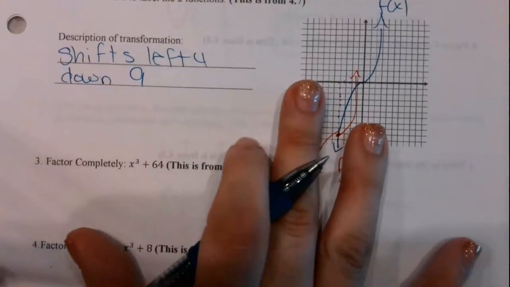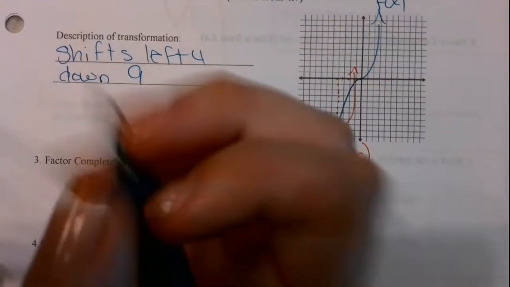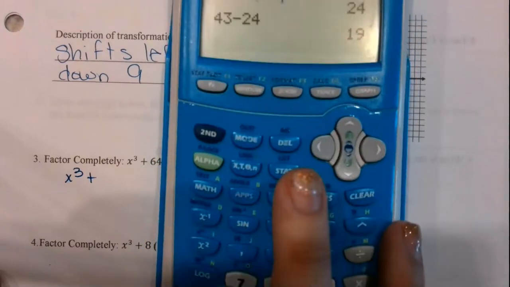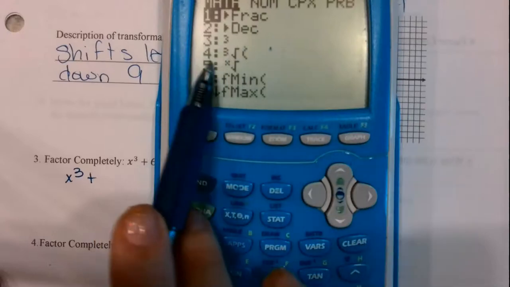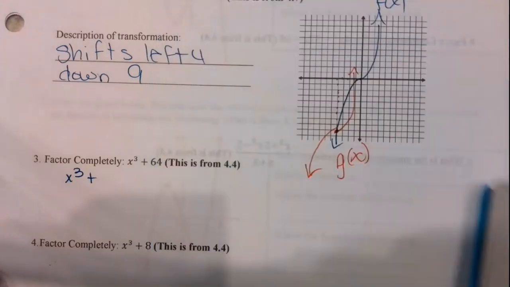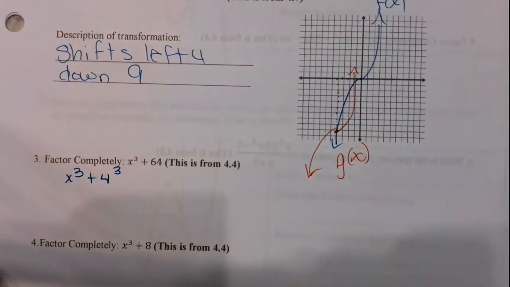So this one wants me to factor completely. The x has an exponent of 3, so I want to find the cube root of 64. I'm going to rewrite this. If I don't know how to find the cube root of 64 on the calculator, I go to math, and if I look at choice 4, that'll give me the cube root. I type in 64, and it tells me it's 4. So I want to rewrite it as x cubed plus 4 cubed.